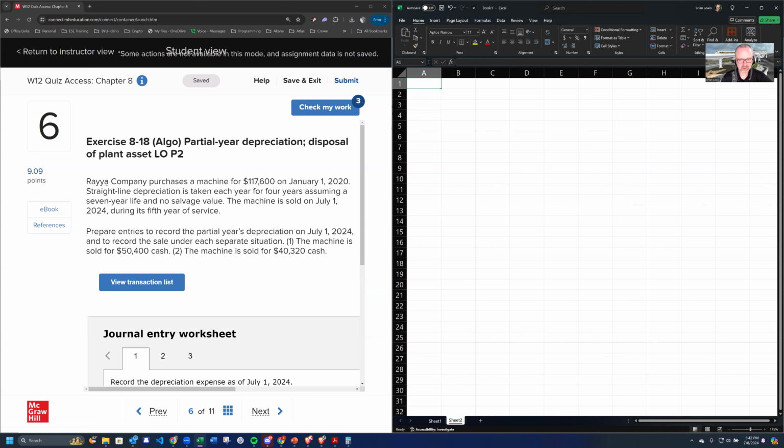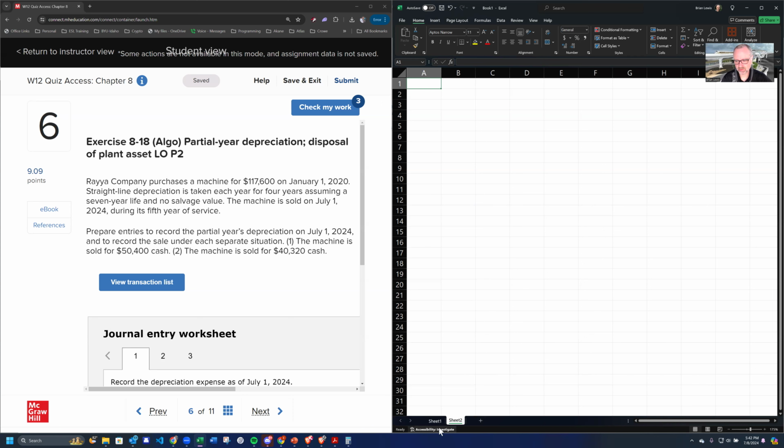So Rhea Company purchases a machine for $117,600 on January 1. Perfect. Straight line depreciation is taken each year for 4 years, assuming a 7-year life and no salvage value.